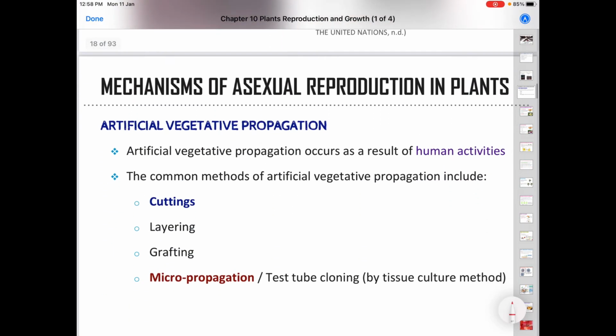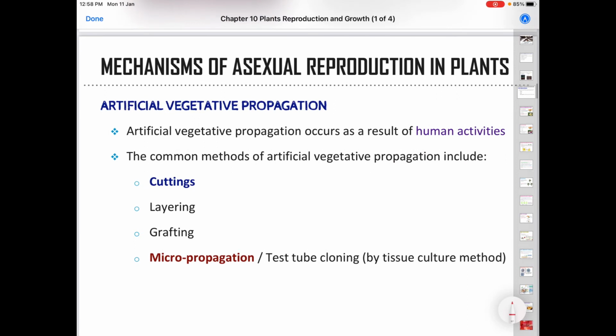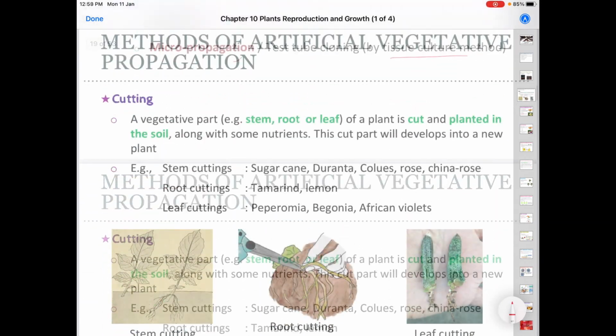So the mechanism of asexual reproduction by artificial vegetation. This artificial vegetative propagation involves human activities, and the common methods usually used are cuttings, layering, grafting, and also micropropagation. Micropropagation involves the tissue culture method.